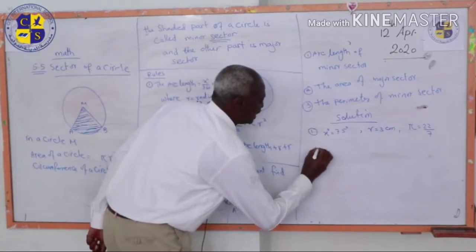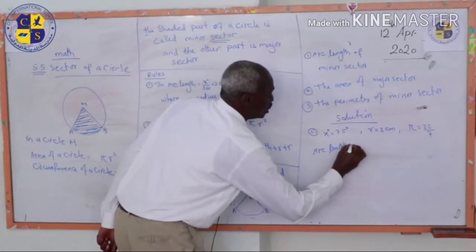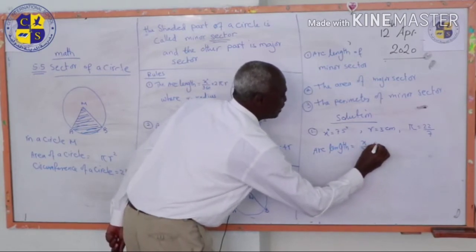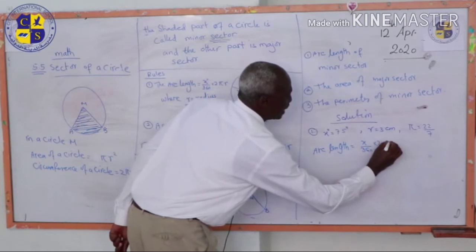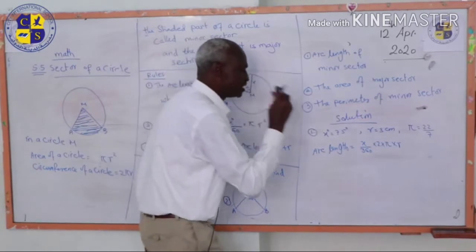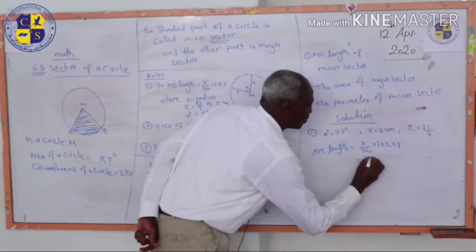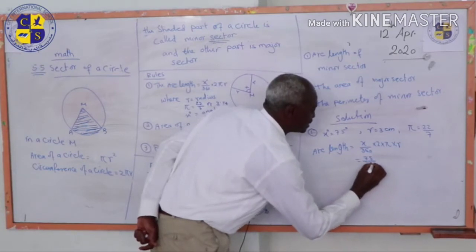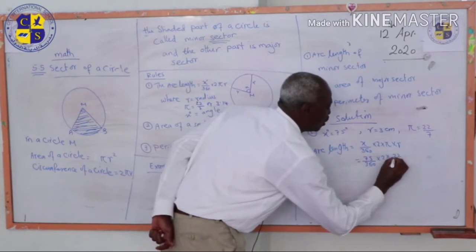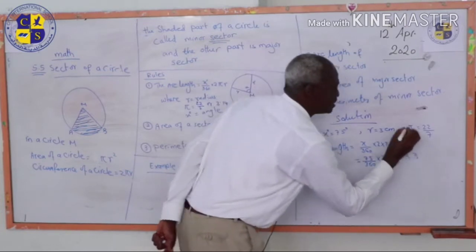The rule of arc length is equal to x divided by 360 multiplied by 2 multiplied by pi multiplied by r. Now replace: what is x? X is 75 over 360 multiplied by 2 multiplied by 22 over 7 multiplied by r. What is r? It is equal to 3 centimeters.